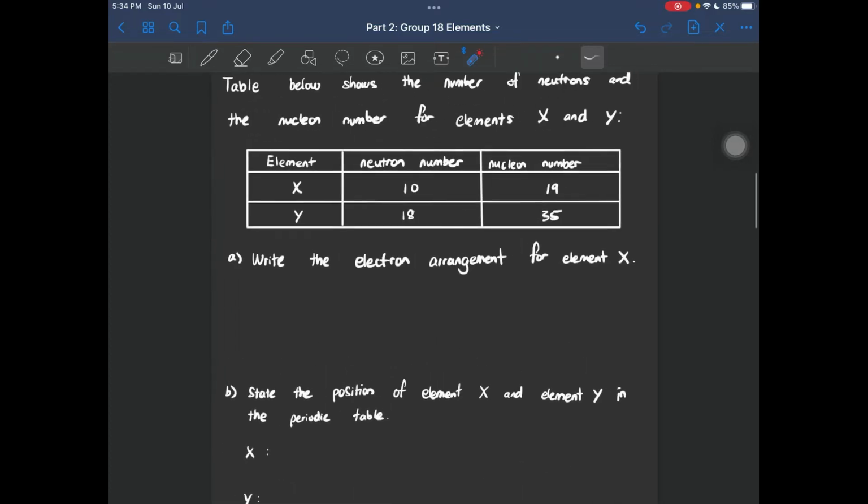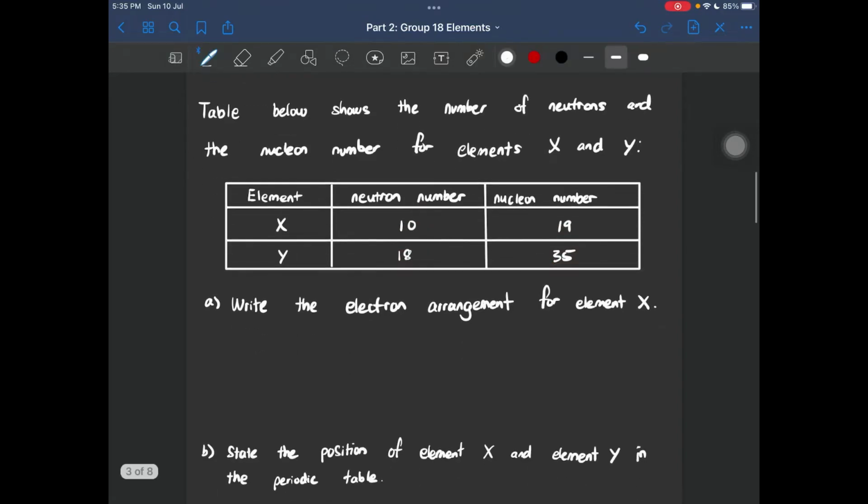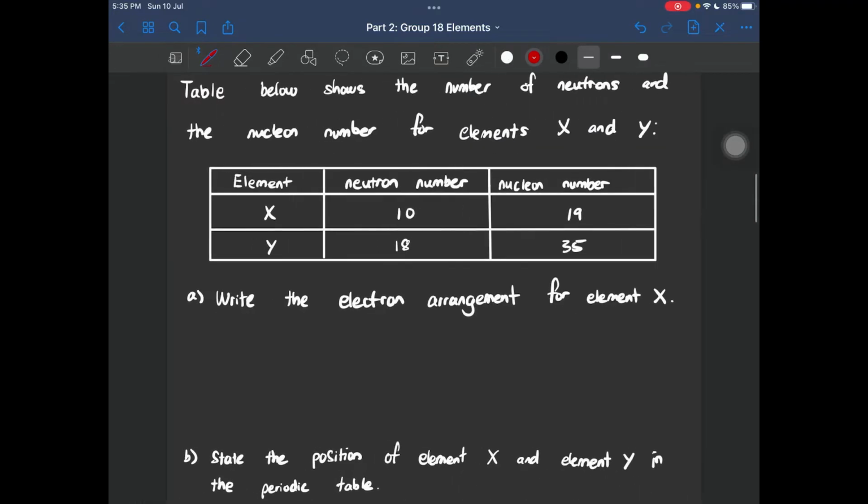Alright, so the table below shows the number of neutrons and the nucleon number for elements X and Y, right? So we're given element X and Y, and the neutron number for X is 10, while the nucleon number is 19. Element Y has a neutron number of 18 and nucleon number of 35. And the first question they give us is, write the electron arrangement for element X.